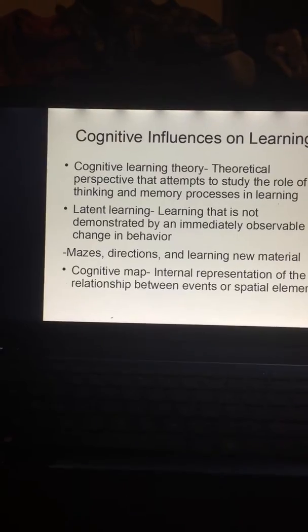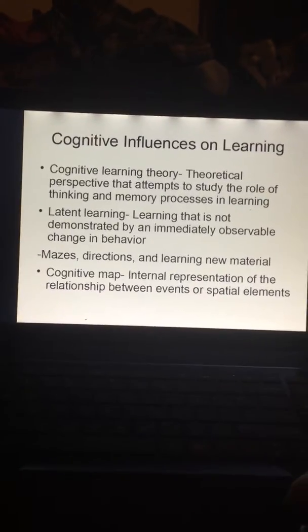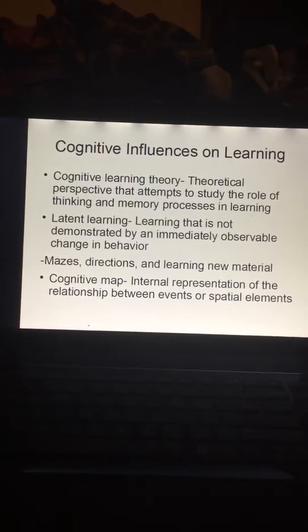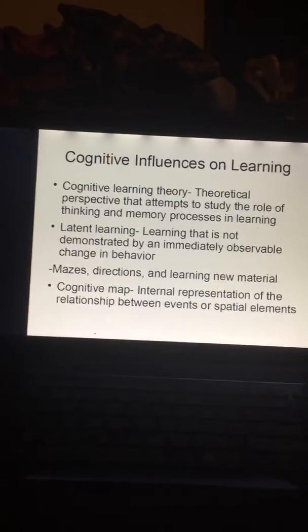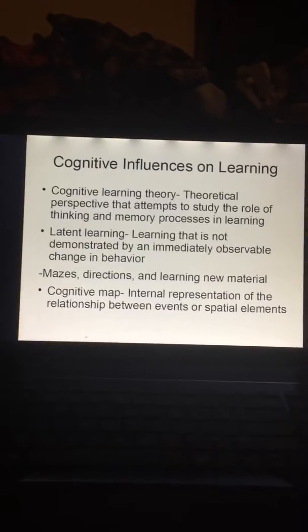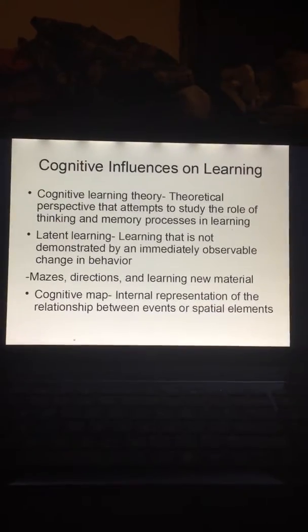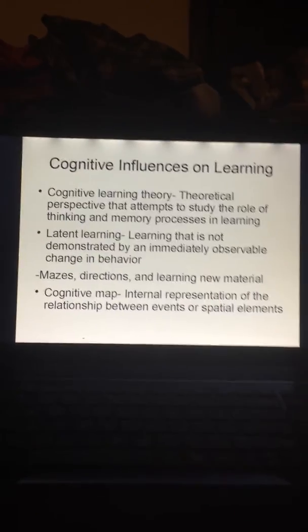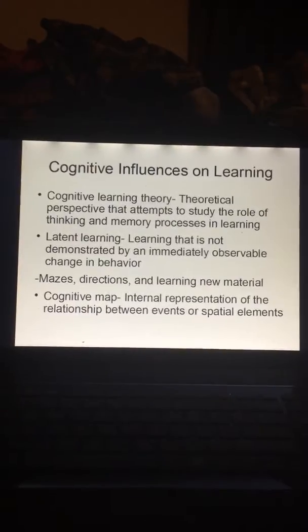Let's talk about cognitive influences on learning. Now, Skinner and a whole bunch of others, Watson and Skinner, really believed that there were no cognitive influences on learning, that everything was simply a matter of stimulus and response. The human being didn't have a cognitive influence to speak of. Well, how does that work for learning things in a latent way? Thinking and memory processes do have a place in learning.